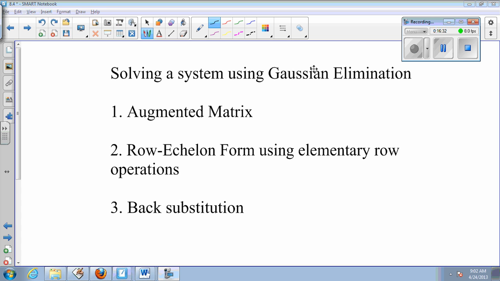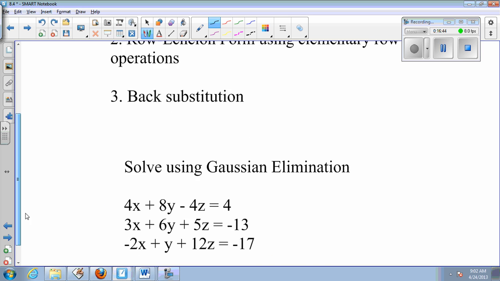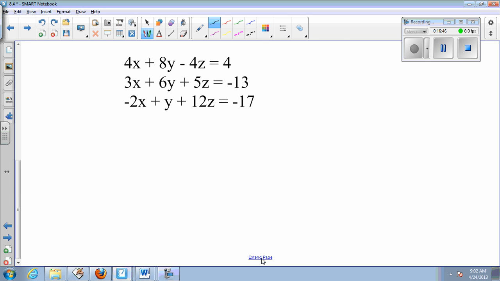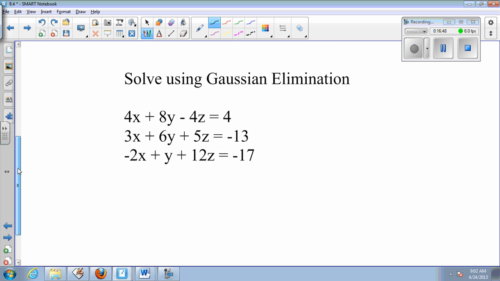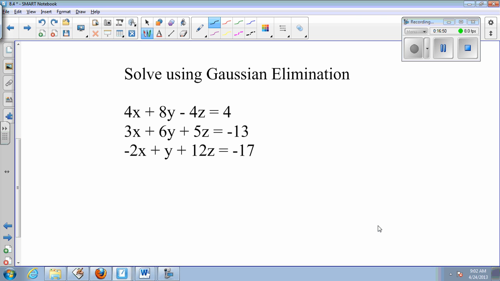Solving a system using Gaussian elimination, we make our augmented matrix. We use our row echelon form, or we get to row echelon form using elementary row operations, and then we use back substitution. So let's go through one more example using the augmented matrix, row reductions, and then back substitution.